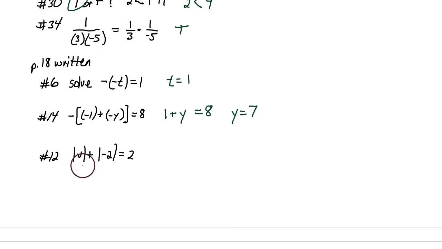Number 12, let's solve this equation. The first step is to rewrite it and replace the absolute value of negative 2 with 2. Then we can see that this portion must be 0. So what number for v would make that turn out to be 0? And we get v equals 0.